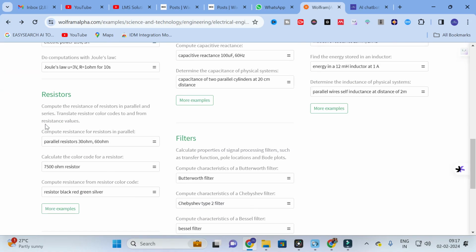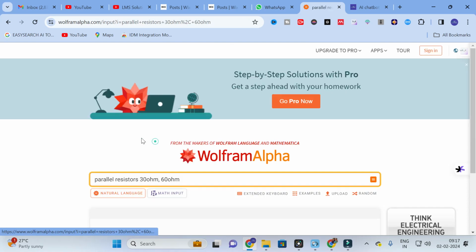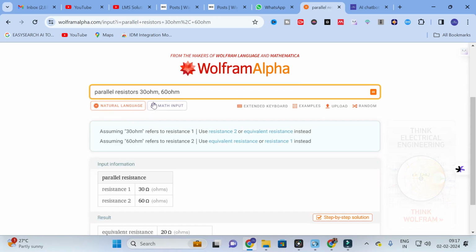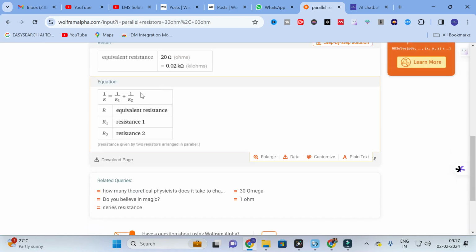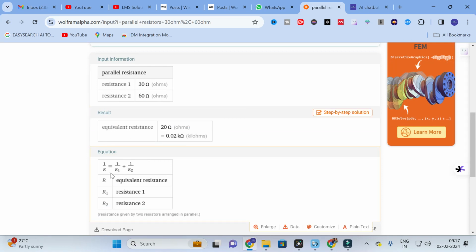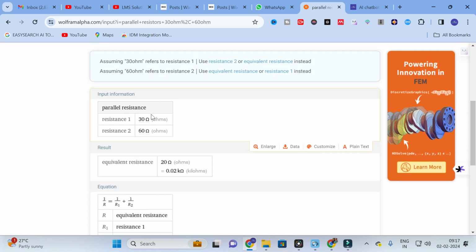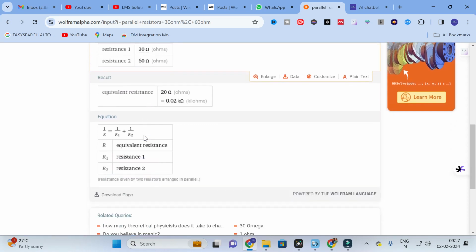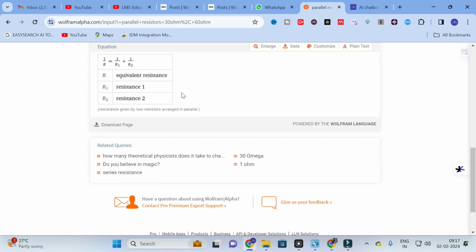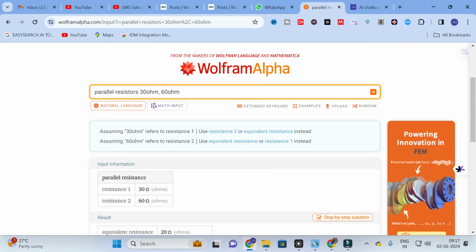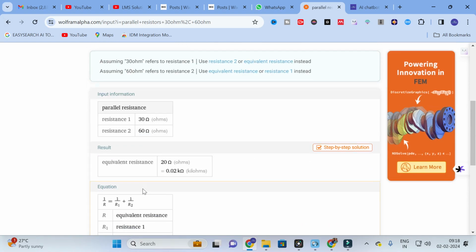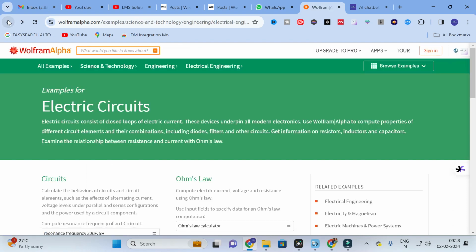So for example, here you can see resistors, compute the resistance of resistors in parallel and series. So here you can see I am going to click this one, parallel resistors. So this is the value. So for parallel resistance, the formula will be 1 by R is equal to 1 by R1 plus 1 by R2. So the two resistances here are 30 and 60. The equivalent resistance will be 20 ohm. So like that you can change or customize these values. So accordingly the result will change.